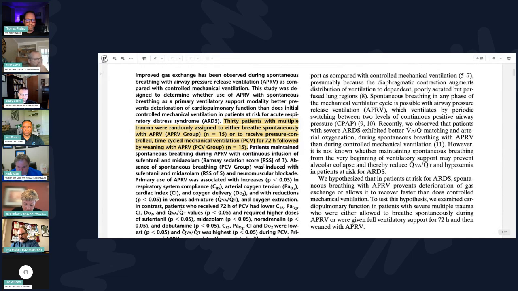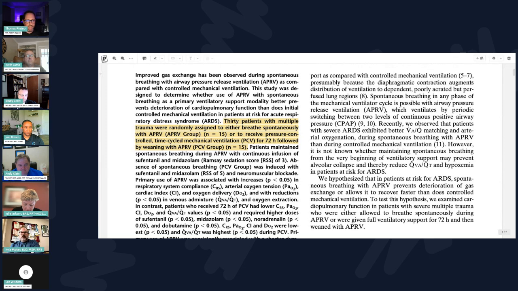There's no control here, because as you can see, they were randomly assigned to either breathe spontaneously with APRV or to receive pressure-controlled, time-cycled mechanical ventilation for 72 hours, followed by weaning with APRV. So basically, after 72 hours, they were switched to APRV, and then both groups were identical.